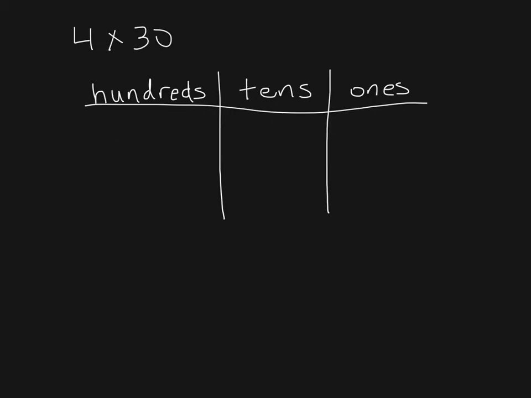So let's see how this applies to the lesson that we're doing tonight. I would like to multiply 4 times 30, and I'm going to use a place value chart just for this first one. And 30, of course, is 3 tens. So there's my 3 tens. And if I multiply 4 times 30, that means I have 1 group of 3, 2 groups of 3, 3 groups of 3, and then 4 groups of 3. So I have 12 tens eventually.